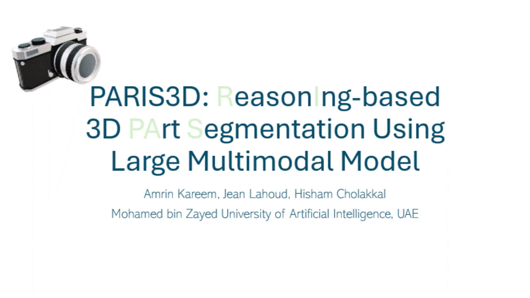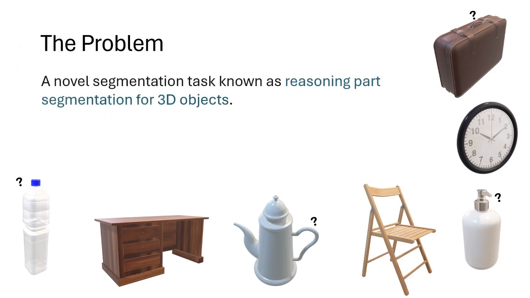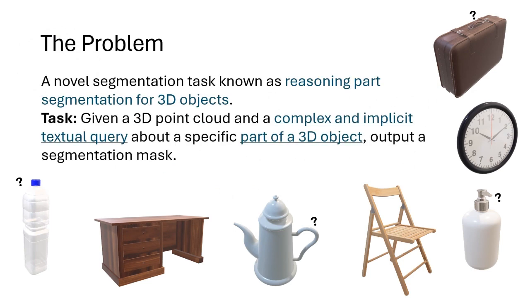Recent advancements in 3D perception systems have significantly improved their ability to perform visual recognition tasks such as segmentation. However, these systems still heavily rely on explicit human instruction to identify target objects or categories, lacking the capability to actively reason and comprehend implicit user intentions.